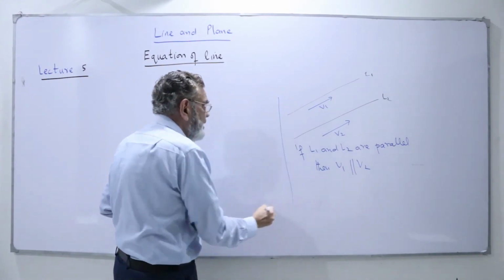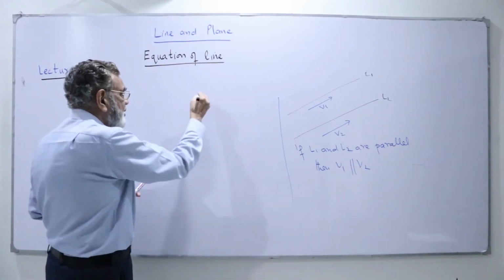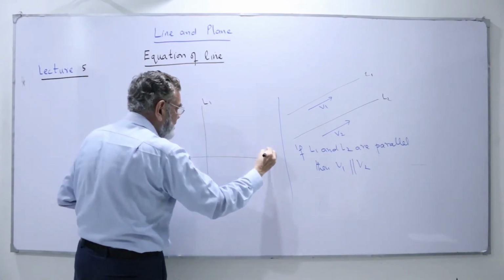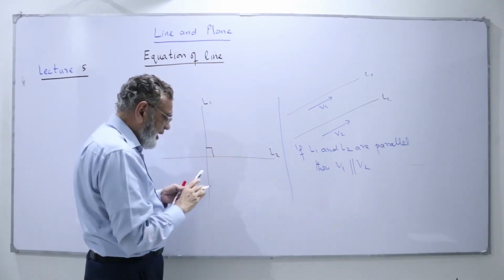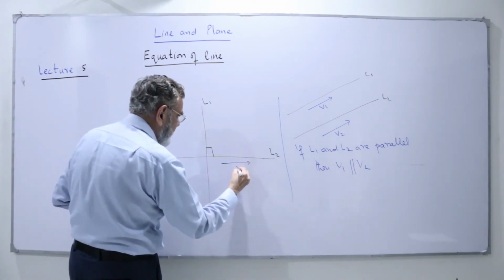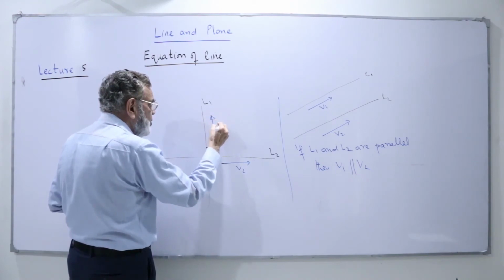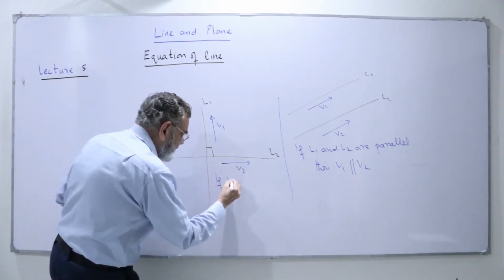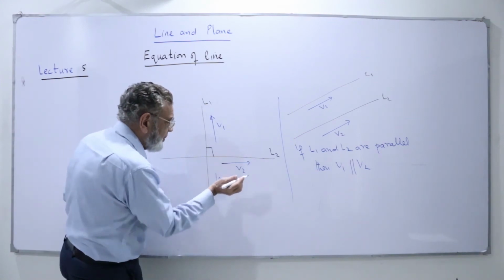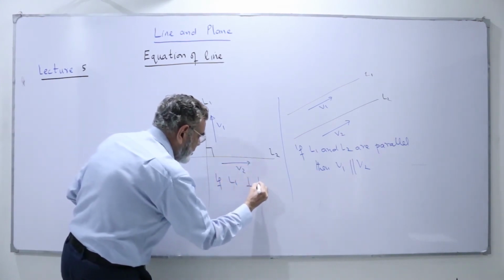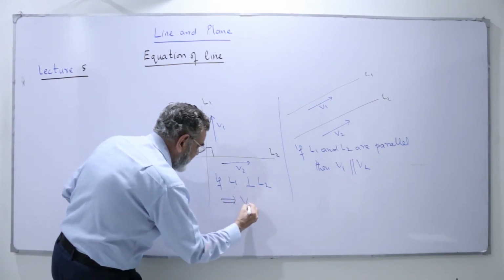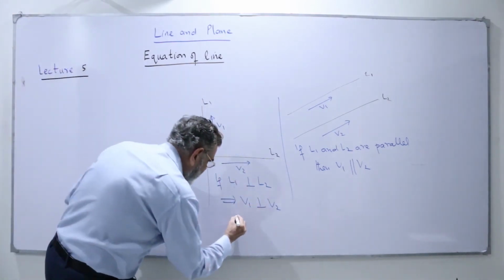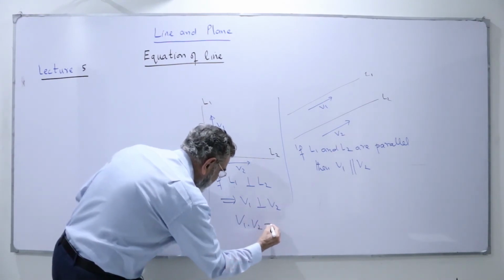So that's case 1. Case 2: we have 2 lines, L1 and L2, and I want to check whether they are orthogonal, making an angle of 90 degrees between them. Again we take vector V2 parallel to line L2 and vector V1 parallel to line L1. If these 2 vectors are orthogonal, then the lines are orthogonal. By definition, when they are orthogonal, the dot product of these two vectors is equal to 0.